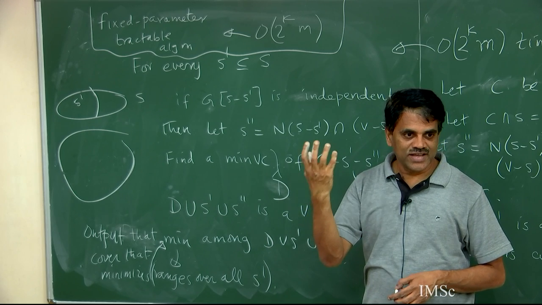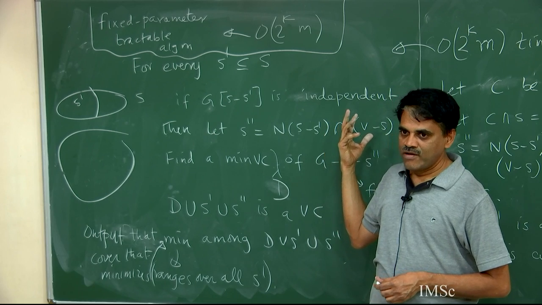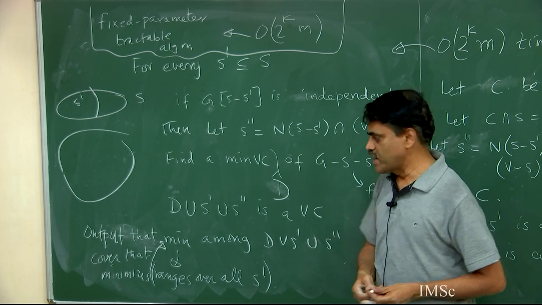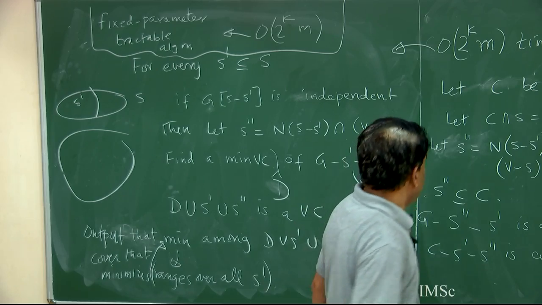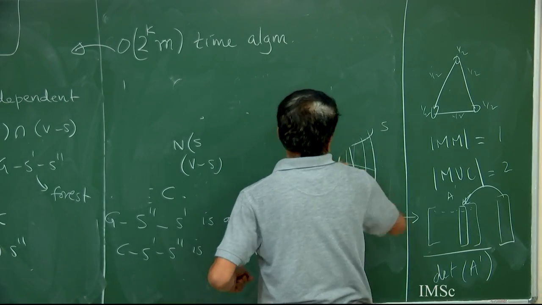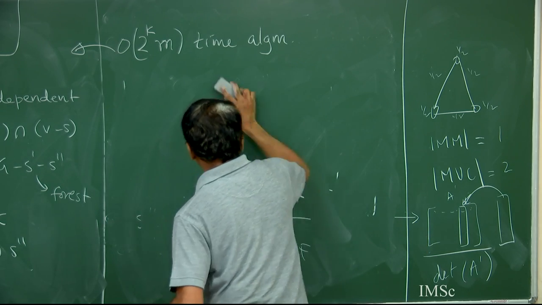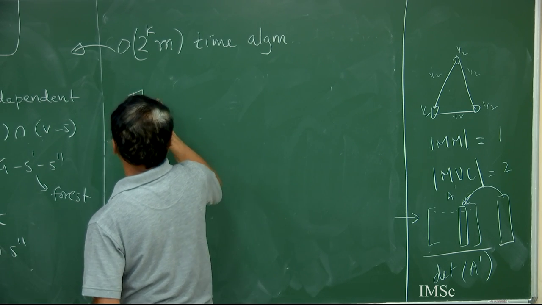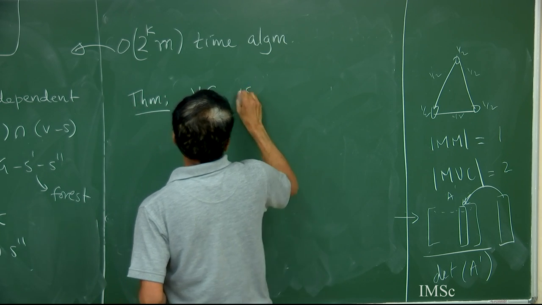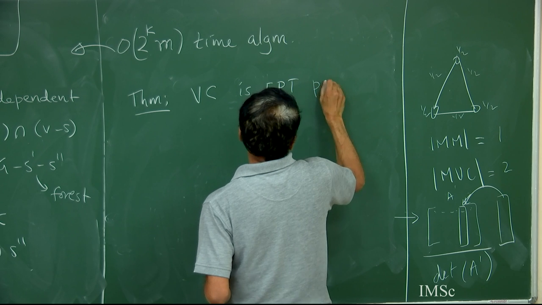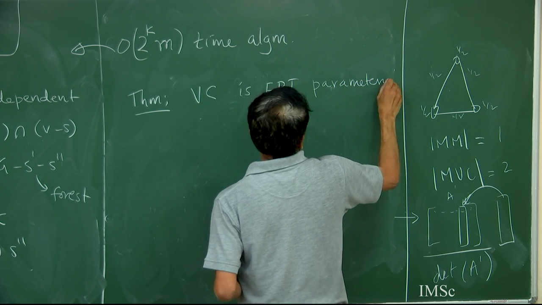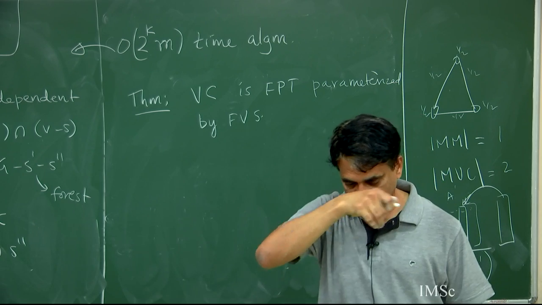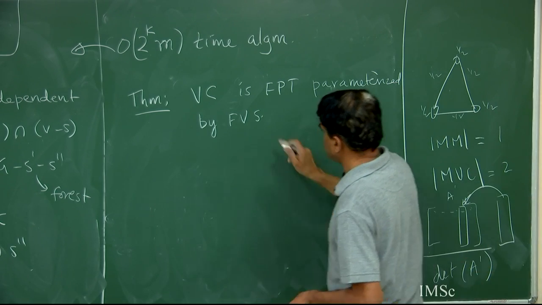Actually, it is a feedback vertex set, right? What is S? S is a feedback vertex set, because when I delete S, what I have is a forest. That's a definition of feedback vertex set. So what we have shown, let me write that formal statement and then we'll stop. Vertex cover is fixed parameter tractable, parameterized by feedback vertex set size.